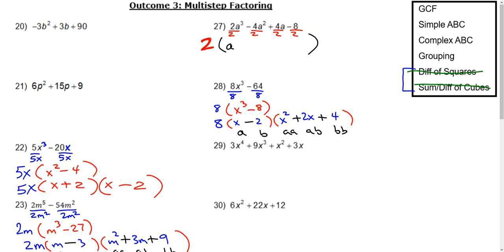So this is a to the third minus 2a squared plus 2a minus 4. So now we're going to do our grouping work. So we've got split the middle. This would be, actually let me change color so I don't confuse you.